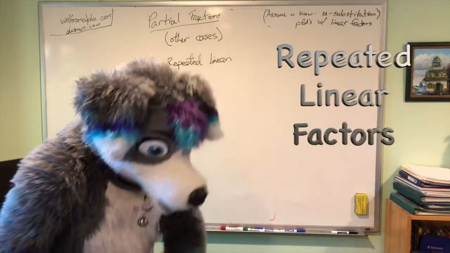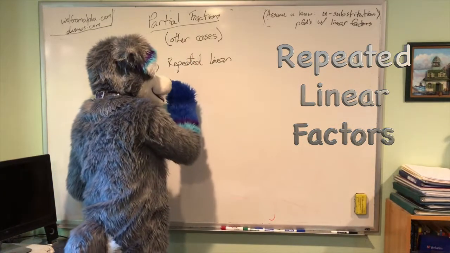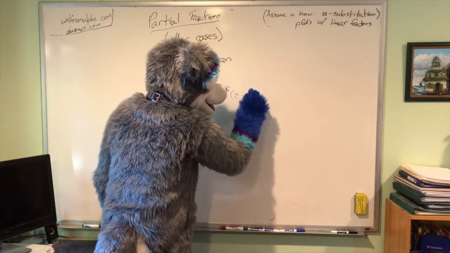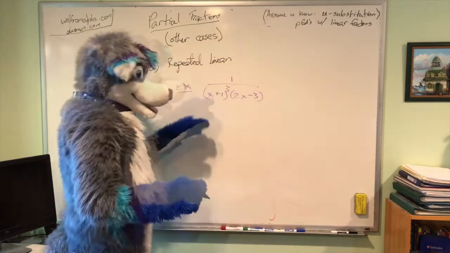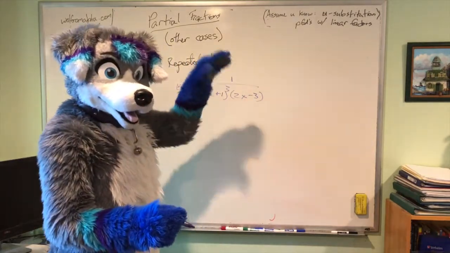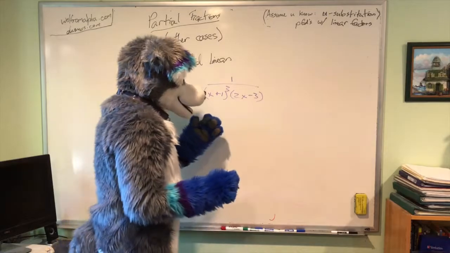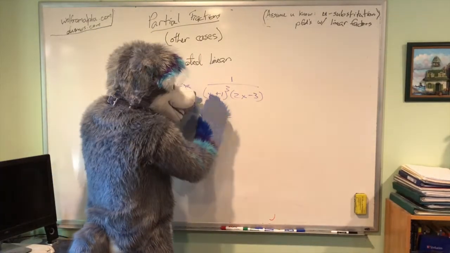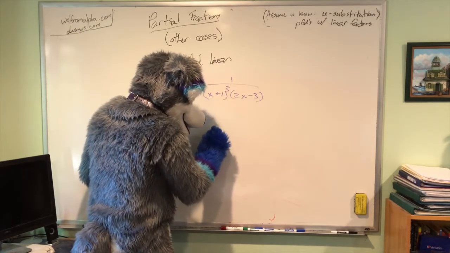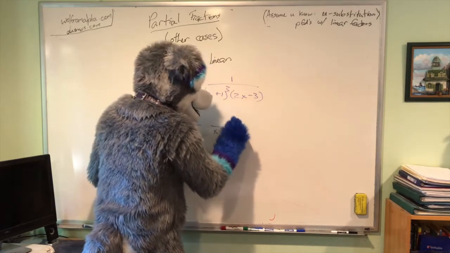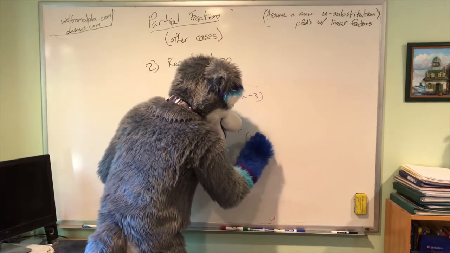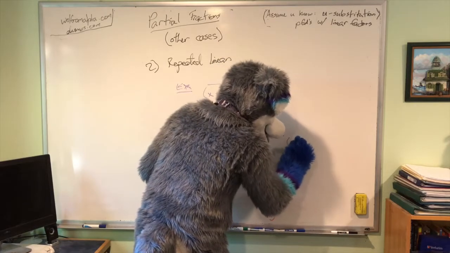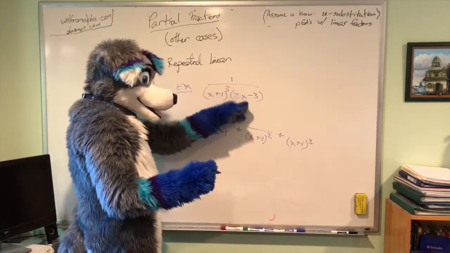So if you have, for example, x plus 1 cubed times 2x minus 3. For each repeated factor, you have another fraction where you're increasing the degree of the denominator. So for example, I have 3 of these x plus 1. So I'm going to have an x plus 1, I'm going to have an x plus 1 squared, and then I have an x plus 1 cubed. And then I have this 2x minus 3.